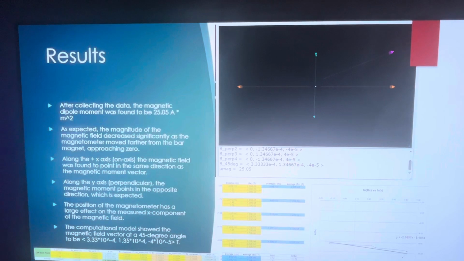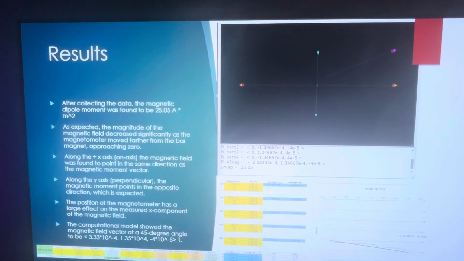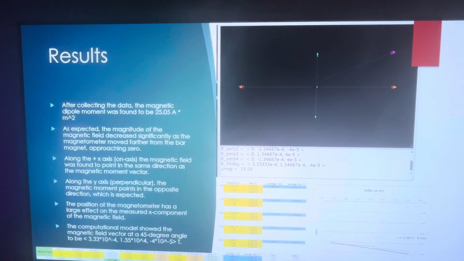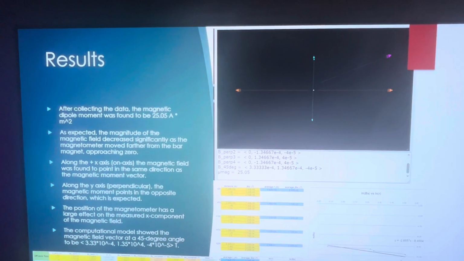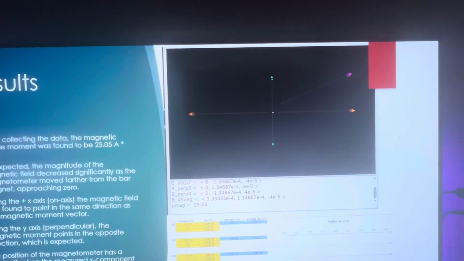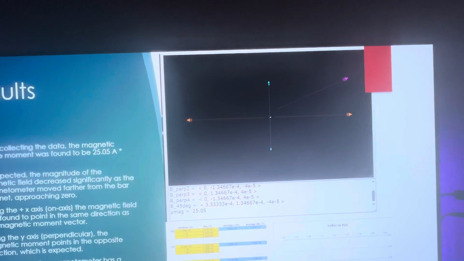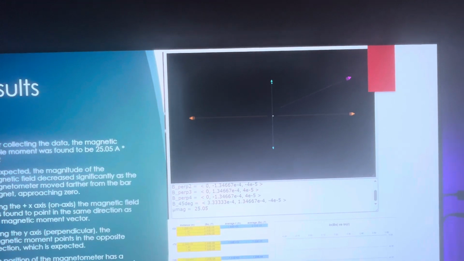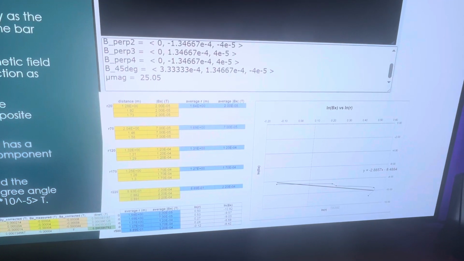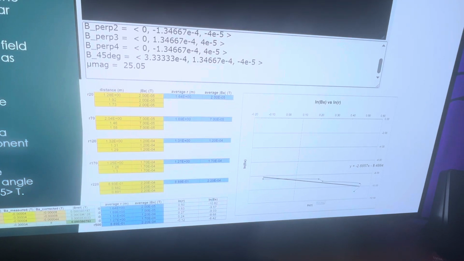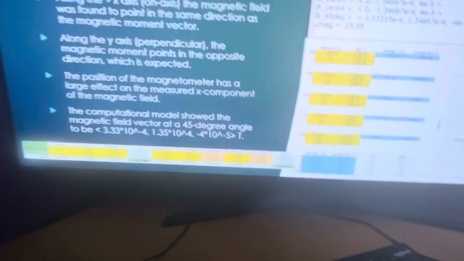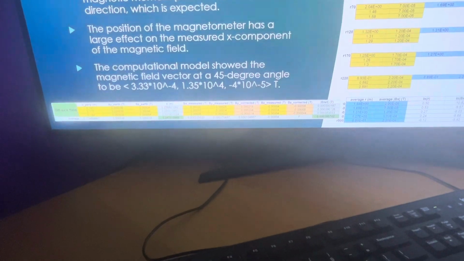The position of the magnetometer has a large effect on the measured x component of the magnetic field. And the results of the computational model showed the magnetic field vector at a 45-degree angle to be the vector 3.33 times 10 to the negative 4, 1.35 times 10 to the negative 4, 4 times 10 to the negative 5 teslas. So this is an image of the results of the computational model with the magnetic field vector pointing 45 degrees to the right. And then these are the results of the experiment. So this is the data for the first part with the graph that was made in Excel. And this is the results for the second part of the experiment.